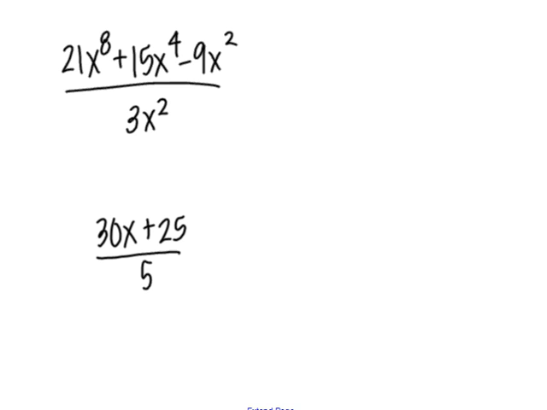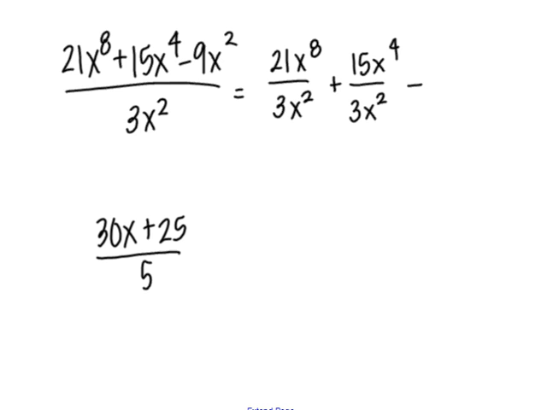Our next problem, we have 21x to the 8th plus 15x to the 4th minus 9x squared all over 3x squared. So that would be 21x to the 8th over 3x squared plus 15x to the 4th over 3x squared minus 9x to the 2nd over 3x squared. Each of those three fractions will simplify out.